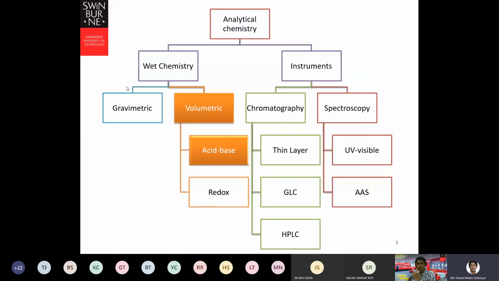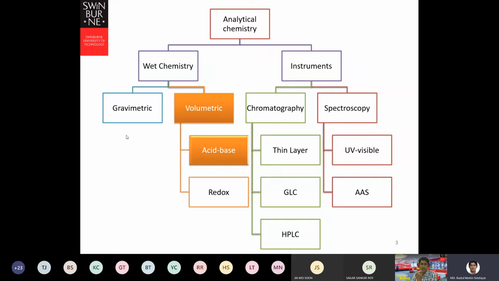That is the wet chemistry. And for the instrument, you just take a little bit of the sample and put it in the instrument. Our machine is giving you not the exact result, but it's giving you the data. From the data you have to find out the result. So we have seen the gravimetry analysis.